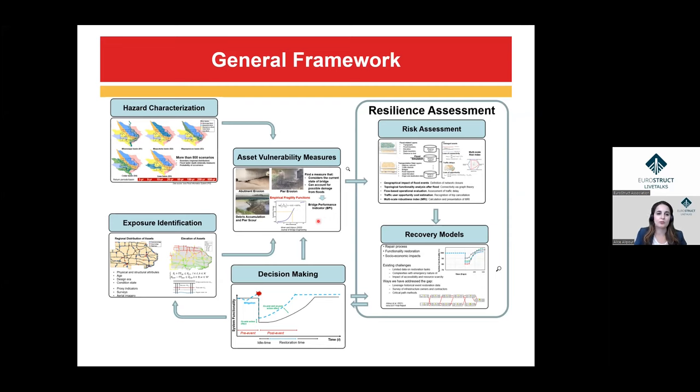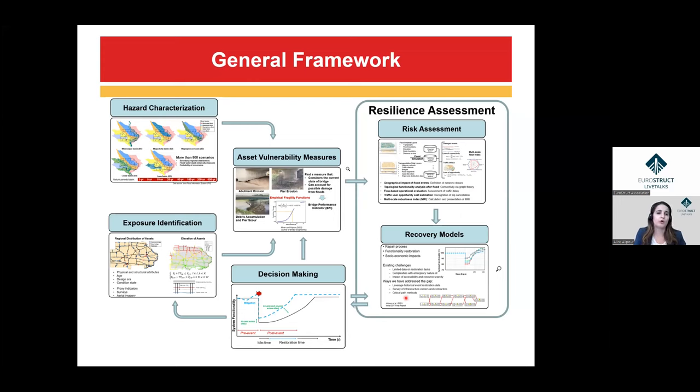We have asset vulnerability measures. There are different ways that one can measure vulnerability, and one of the more famous ones is the fragility function. From there, we can set up a resilience assessment, which covers two components. One is the risk assessment component, where we would like to understand the impact of an individual asset on the performance of the infrastructure system in terms of both direct damages and potential cascade effects.